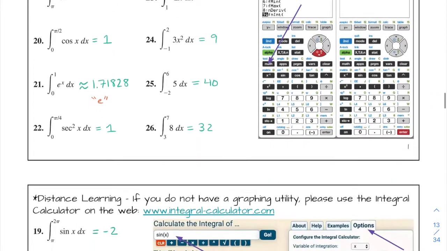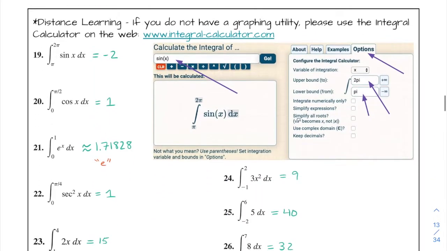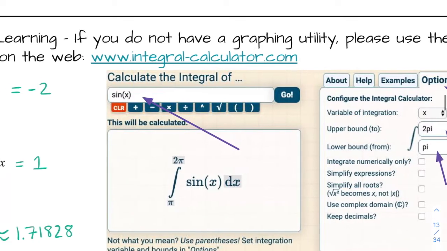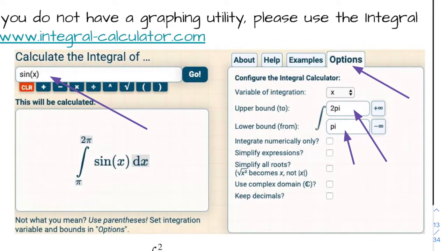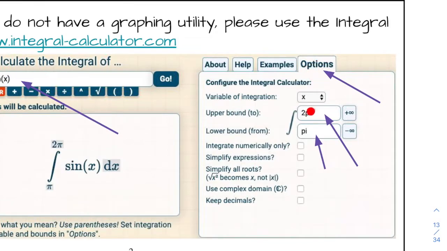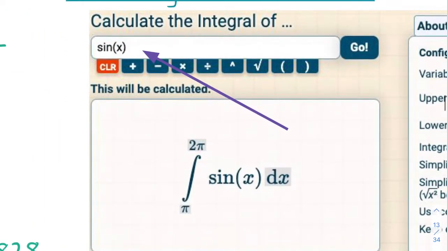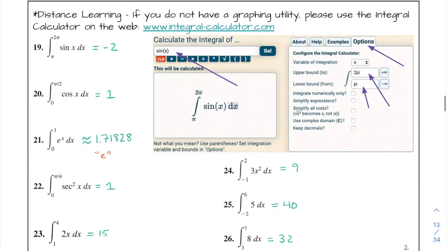Or, because of distance learning, I incorporated this slide right here that will allow you to better understand how to do it. You want to go to integralcalculator.net or .com, it doesn't matter, it'll bring you to the same place. Make sure you go to options and change your limits. You can just type in pi, it knows what pi is, and 2 pi. Then you type in your function, and it should look exactly like this. It's going to do the work for you.